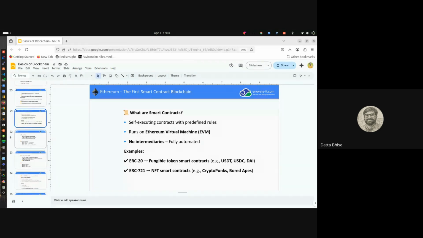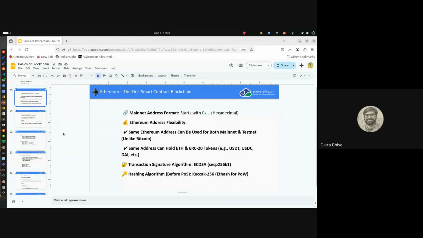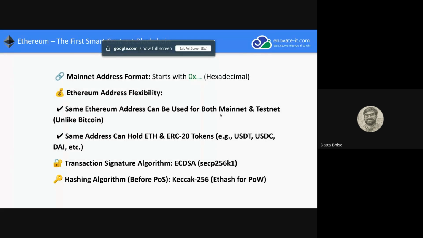So this is the Ethereum. Addresses start with 0x. The same address is used in the mainnet as well as the testnet. There is no difference. Like in Bitcoin, we have a different address for mainnet and testnet. In Ethereum, there is no difference. The same address you can use for testnet also, mainnet also.